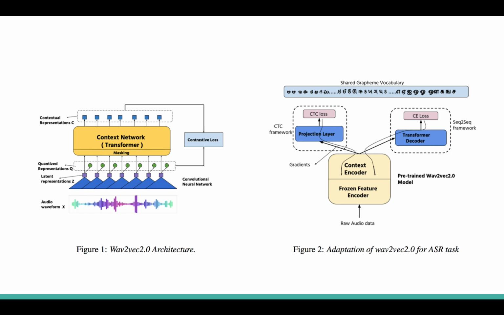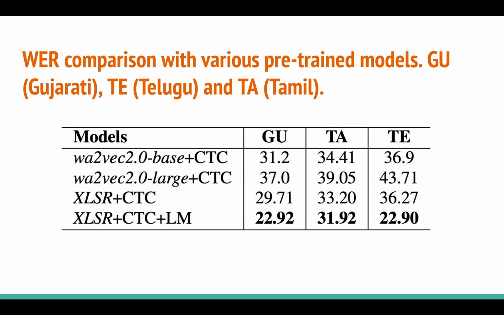Once the pre-training is done, the model can be fine-tuned for downstream tasks such as speech recognition, language ID, or emotion recognition. We investigate two ways of fine-tuning, which are shown in the right side of the picture. One is called CTC framework, which uses CTC layer on top of the context network, and the second one is called sequence framework, where it uses the additional decoder on top of the context network.